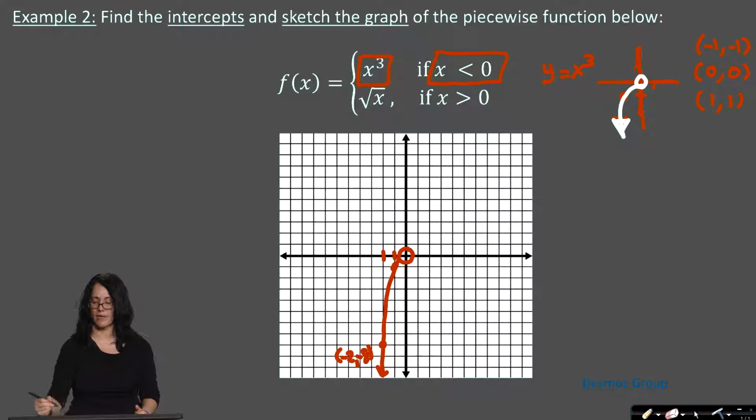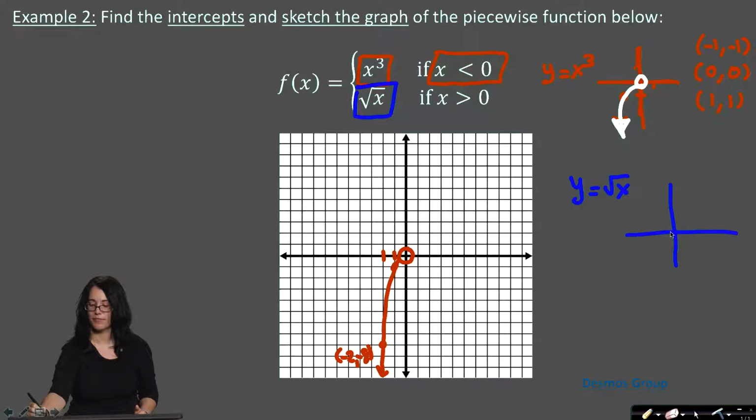What about our second piece of the graph? Y equals the square root of x for any x value greater than 0. Interesting. So what is y equals the square root of x? You can go back to your notes or the earlier video if you want. Yep, that was our parabola on its side, but only half of it, right?